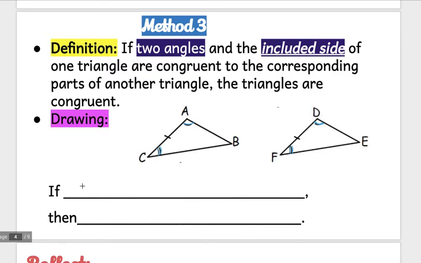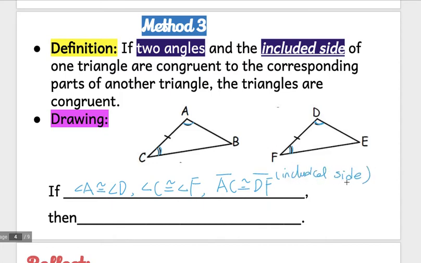So let's write down the statement here. If angle A is congruent to angle D, angle C is congruent to angle F, and AC is congruent to DF, this is actually the included side. Let's label it here to remind you. Then these two triangles are congruent. Let's write down triangle ABC congruent to. Again, always make sure the letters match each other. So angle matches to angle. Angle A is matching to angle D.